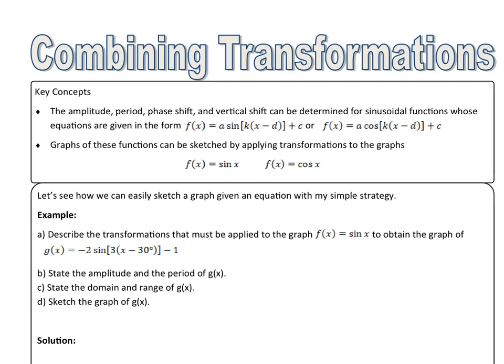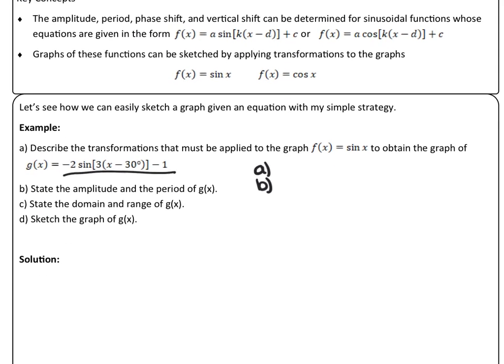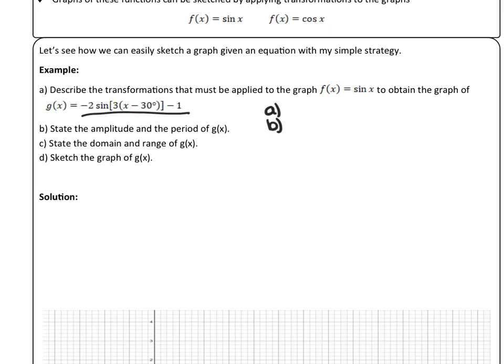So the first thing we're going to do is describe the transformations that must be applied to the graph to obtain the graph of g of x, and I've given you the equation right here. We're going to state the amplitude and period, state the domain and range, and then we're going to sketch it. So just looking at it, I'm going to do A and B together because that's how I like to set it up. I like to go across and see what actually the numbers are doing.